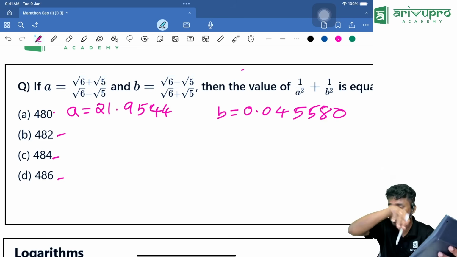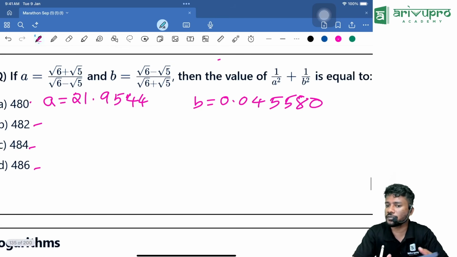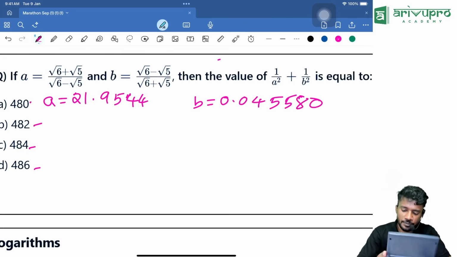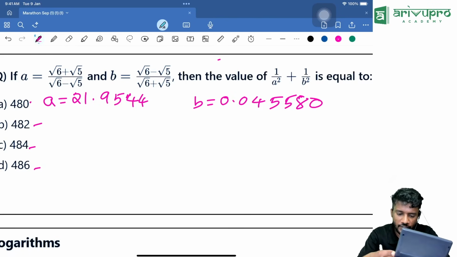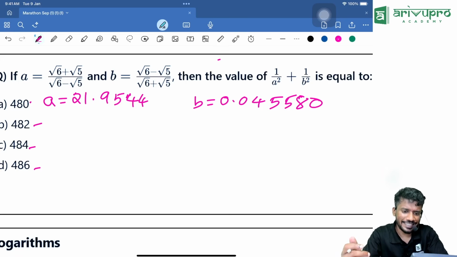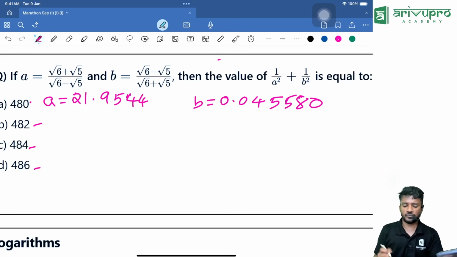There is enough. Now find the value of 1 by A square plus 1 by B square. Get me the value of that. Clear the memory. That is 21.9544, then into equal to, then divide equal to, M plus. Then 0.045580, then into equal to, divide equal to, M plus. MRC, how much are you getting now? 48134.